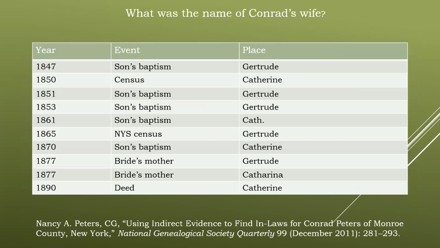So this is interesting. I'm part of a group that picks apart a National Genealogical Society quarterly article every month. And the one we did this week, it was an interesting question. What was the name of Conrad Peters' wife? And these are some of the samples of what name she had in records. But you'll notice that you've got them interspersed. So it's not like he had a first wife, Gertrude, and a second wife, Catherine, because you've got Gertrude, Catherine, Gertrude, Catherine, back and forth.